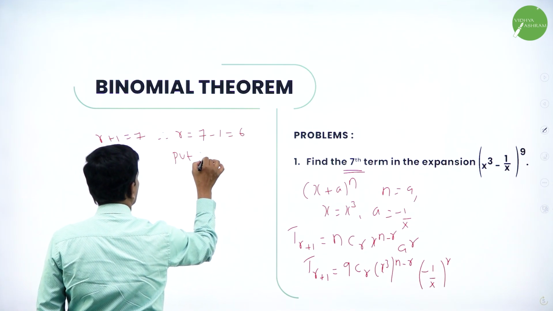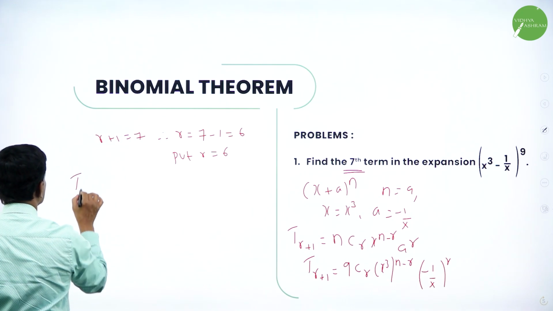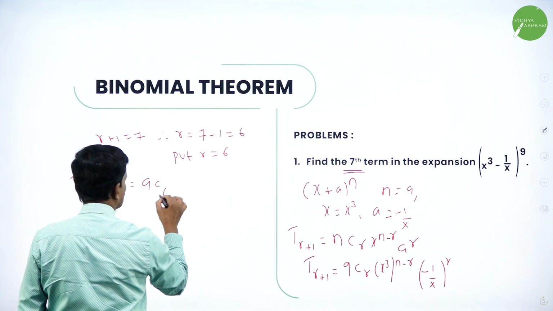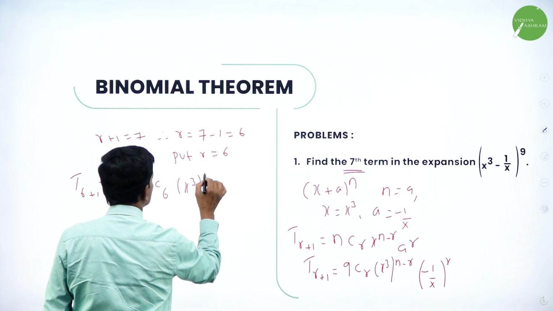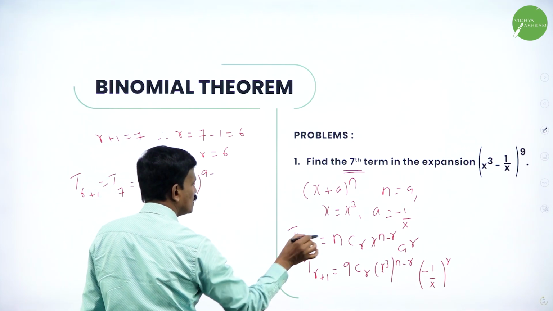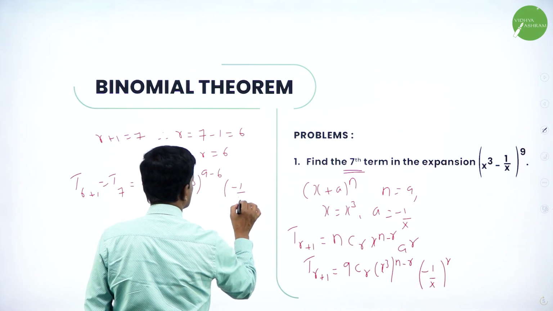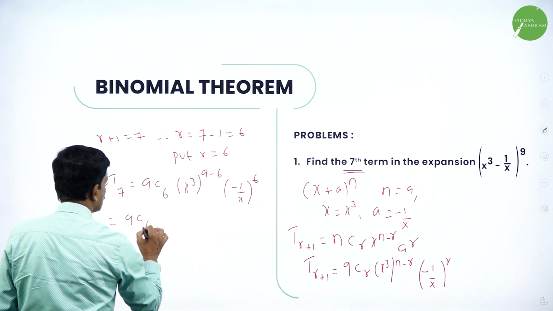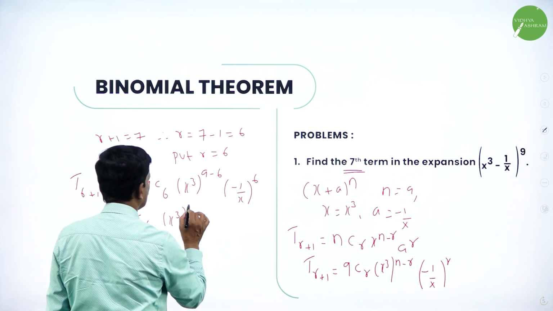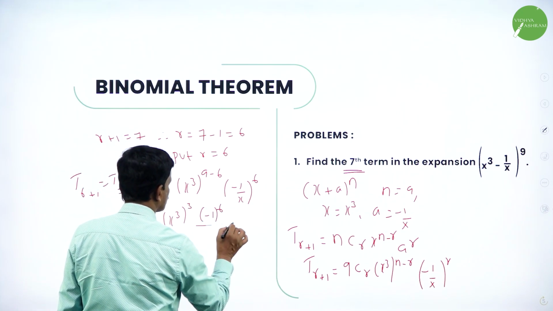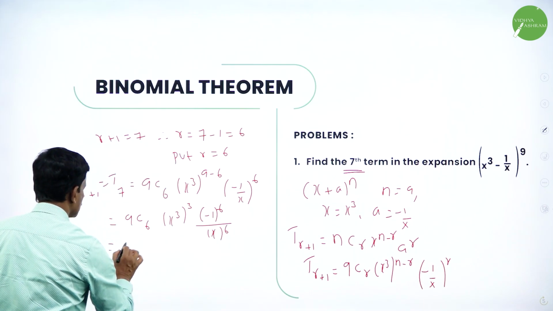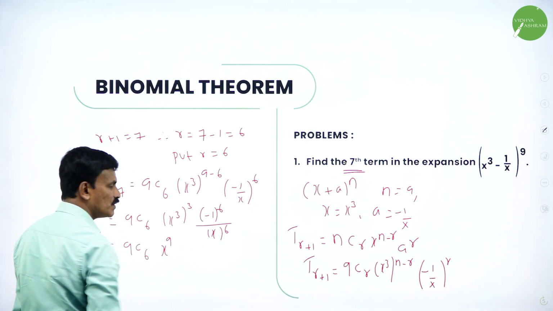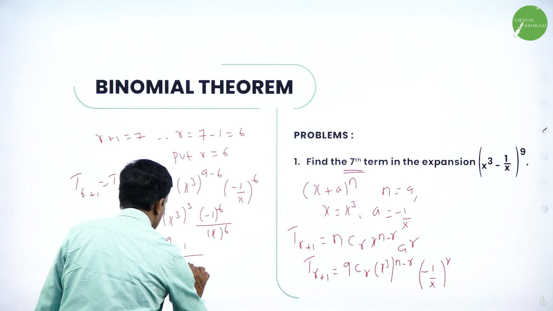Now put r equal to 6 here, we will get T(6+1), that is nothing but T7, is equal to 9C6 (x^3)^(9-6) into (-1/x)^6. So this is 9C6 (x^3)^3 into (-1)^6 divided by x^6. This is equal to 9C6 x^9, and (-1) multiplied 6 times gives +1 itself, over x^6.